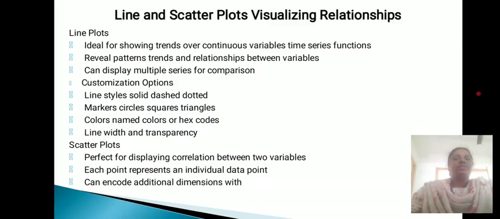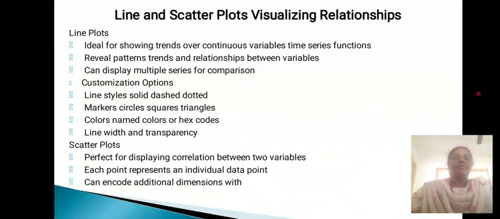Line and scatter plots visualizing relationships. Line plots are ideal for showing trends over continuous variables, time series, functions, and revealing patterns, trends and relationships between variables. Can display multiple series for comparison. Customization options include line styles: solid, dashed, dotted. Last one is line width and transparency.